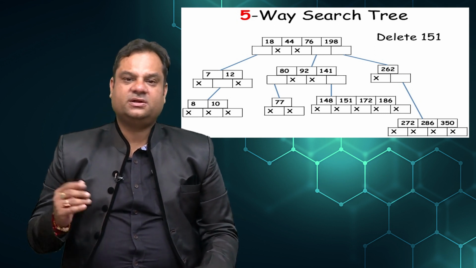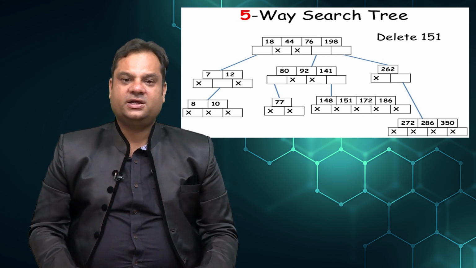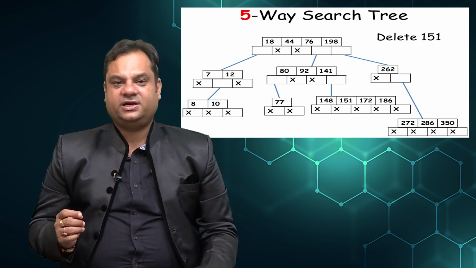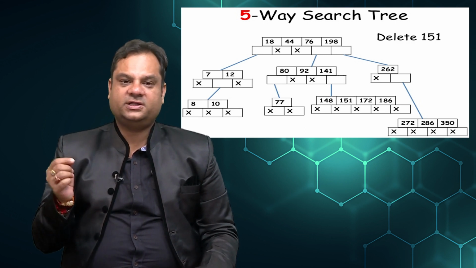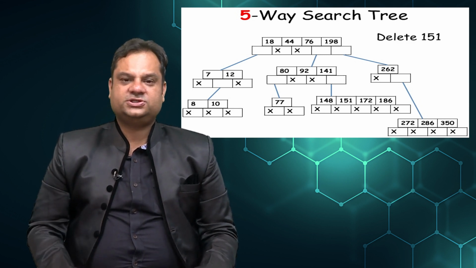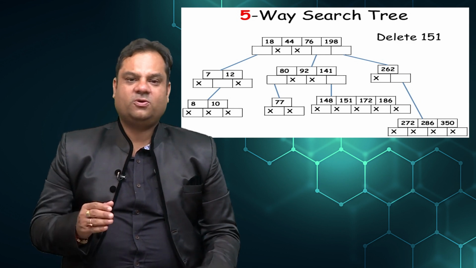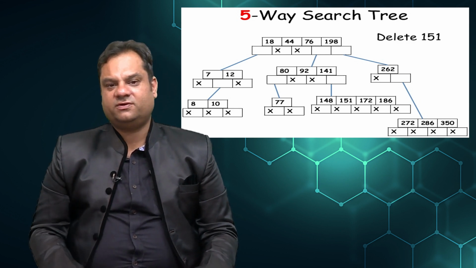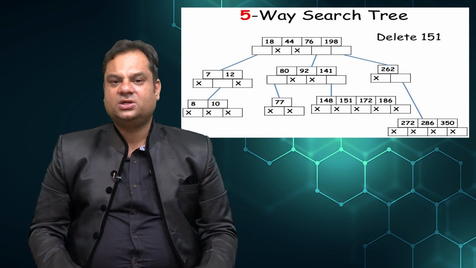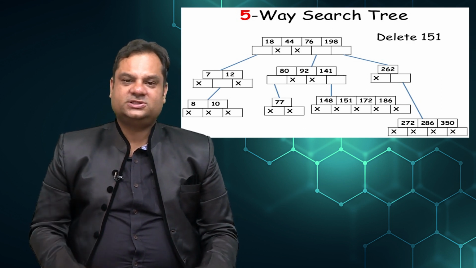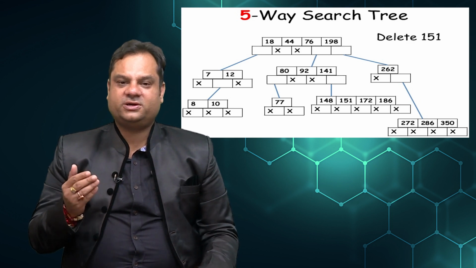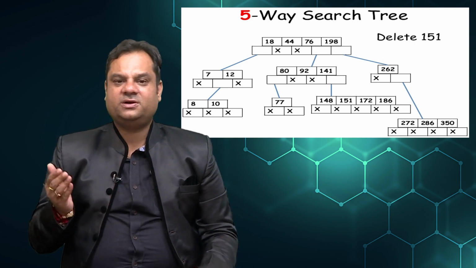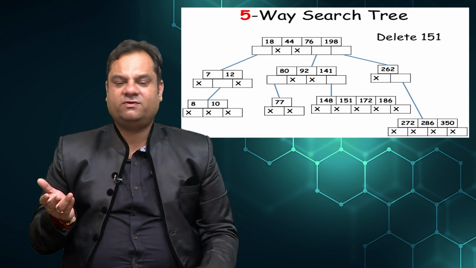Again we cross check our searching item with 80. 151 is greater than 80, that's why the pointer will be shifted to the current right neighbor of 80, that is 92. Now again we compare with 92, and the pointer will be shifted to 141 as the neighbor of 92. When the item is not matched, our pointer tries to shift to the right neighbor, but there is no right neighbor of 141.